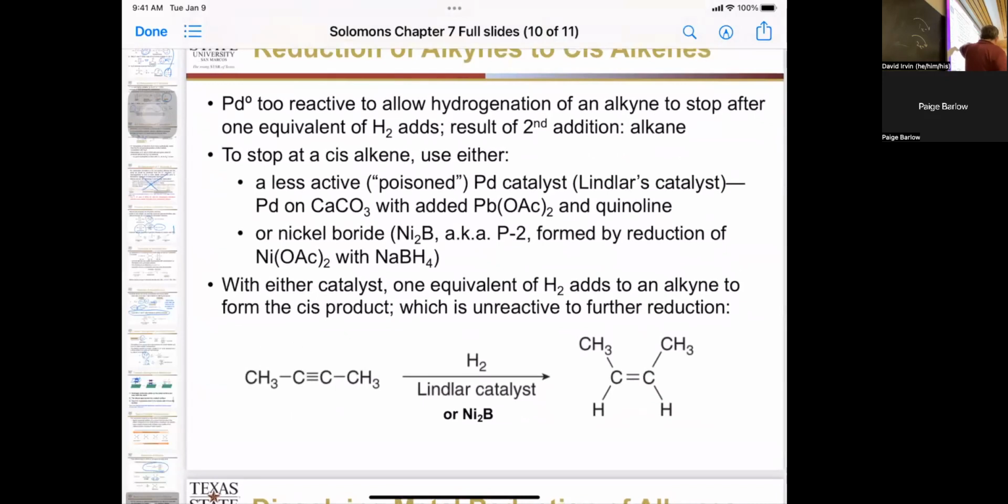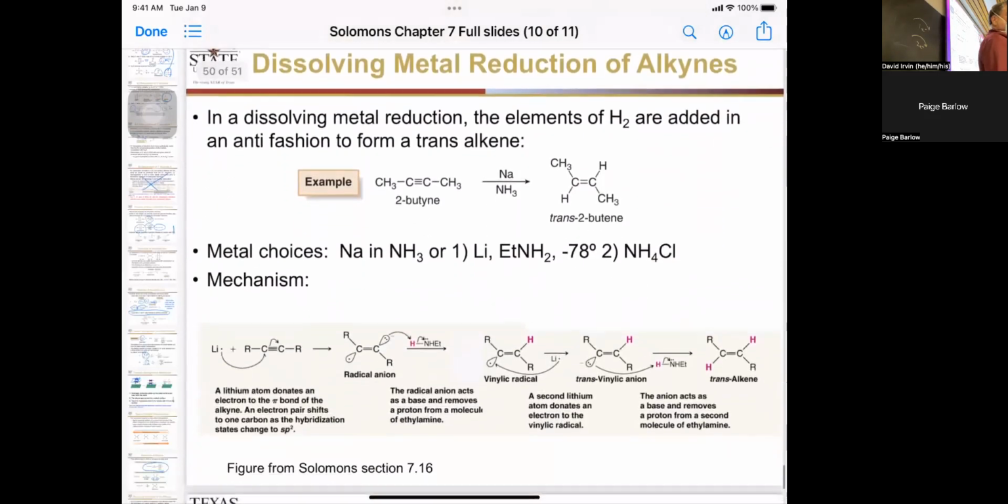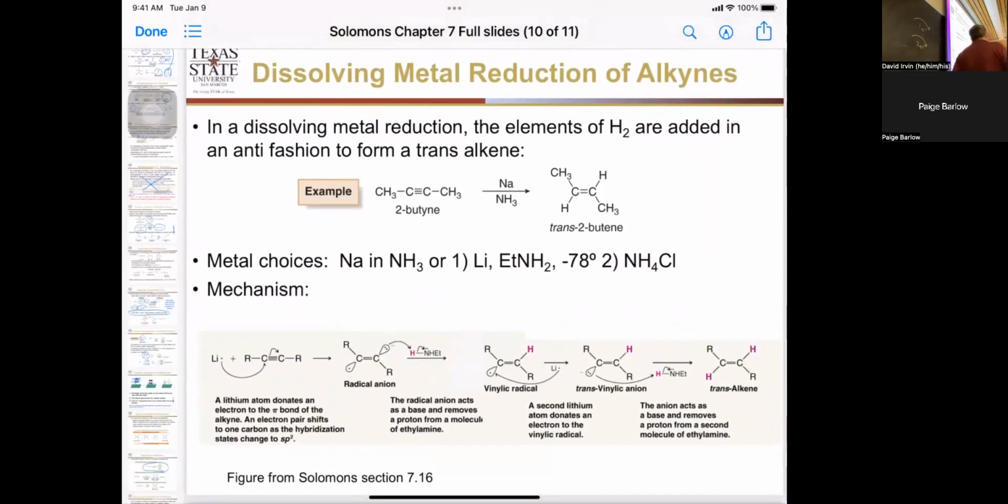Because all this chemistry happens at the surface of a solid, we can only get syn addition. So let's change the mechanism. Okay. This is kind of a weird mechanism for us to do. We haven't really started with this kind of thing yet. We're going to do radical chemistry in chapter 10. But this is an introduction to single electron chemistry. Okay. So in the case of the alkyne, if we want the trans alkene, we need to do it stepwise.